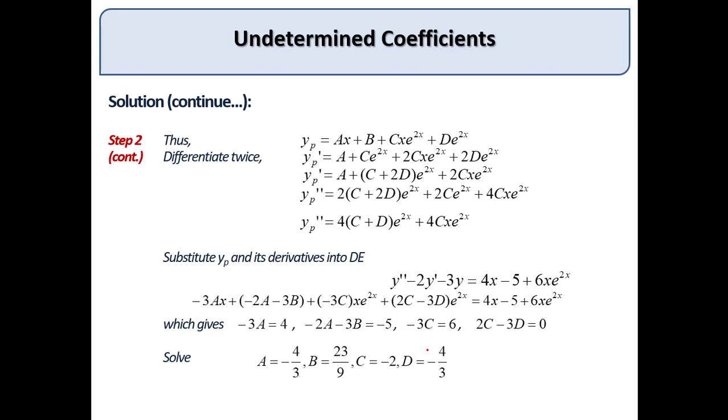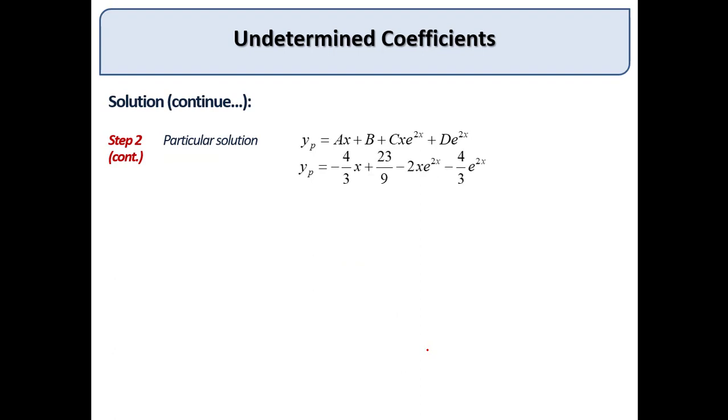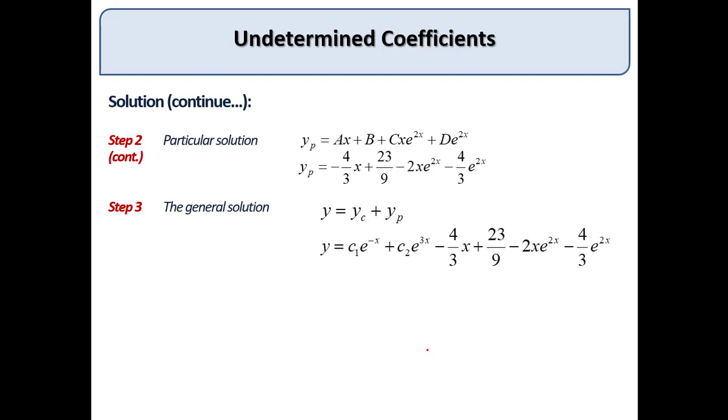So by now you can estimate what kind of assumption we need to make based on the gx. We just substitute all of the values into yp, then we have the general solution in terms of yc plus yp.